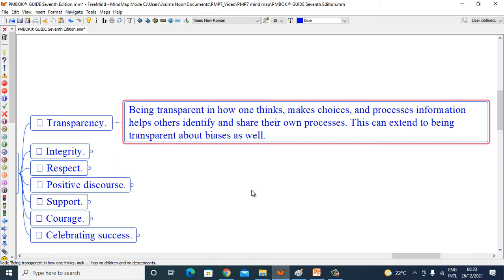Being transparent in how one thinks, makes choices, and processes information helps others identify and share their own processes. This can extend to being transparent about biases as well.